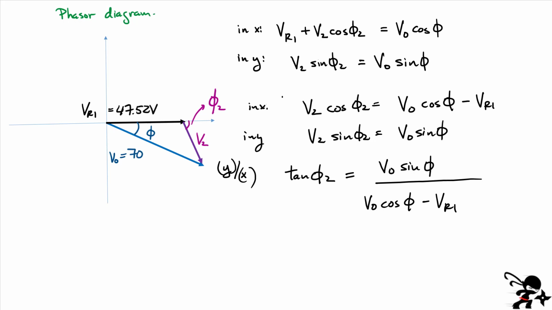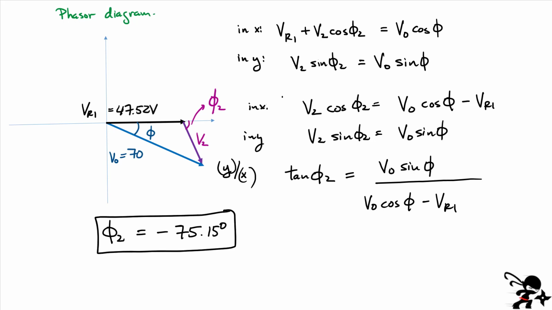Okay, and if I go ahead now and substitute in all the values, what I'm going to get is that the angle phi 2, again, looking at this diagram, I probably should get a negative value. And lo and behold, I do. I get minus 75.15 for this angle. Once you know the angle, you can just go back into this first equation over here and find the amplitude V2 for that voltage.